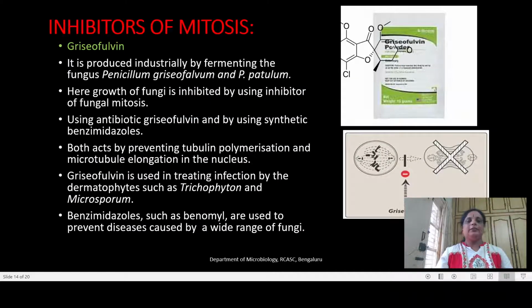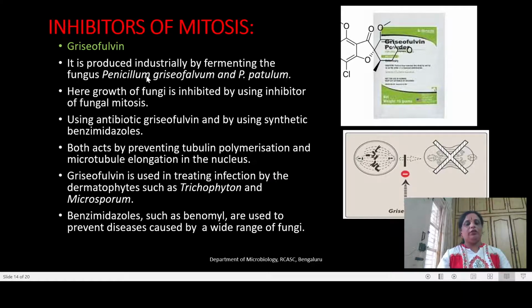And other fungicides are classified based upon the mode of action. Let us study inhibitors of mitosis. There are certain fungicides, say for example griseofulvin. This is a fungicide which is produced industrially by using the fungi Penicillium griseofulvum and Penicillium patulum. These are the species of Penicillium which are basically used in the production of griseofulvin.